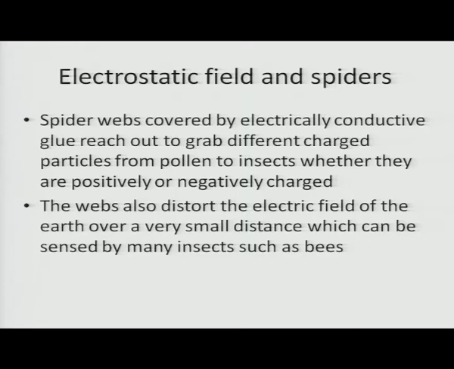We all have seen many spider webs. These spider webs are covered by electrically conductive glue, and it seems that whenever a charged particle crosses nearby, it could be some charged particles like pollen or insects, then these webs actually get attracted towards the insect and catch the insect. The webs also seem to distort the electric field of the earth over a small distance, which can be sensed by many insects such as bees.